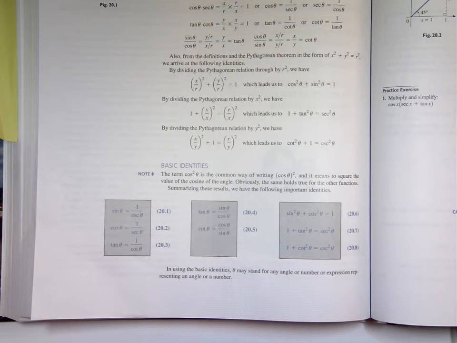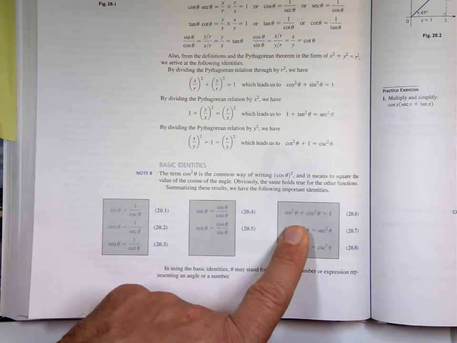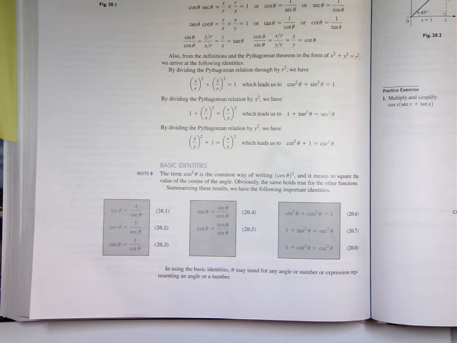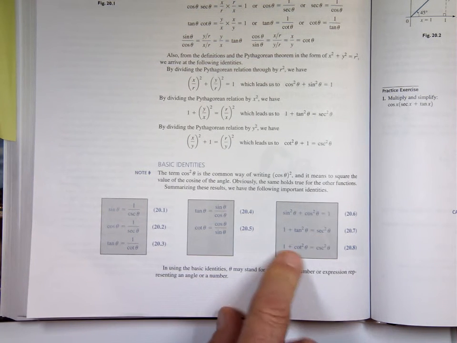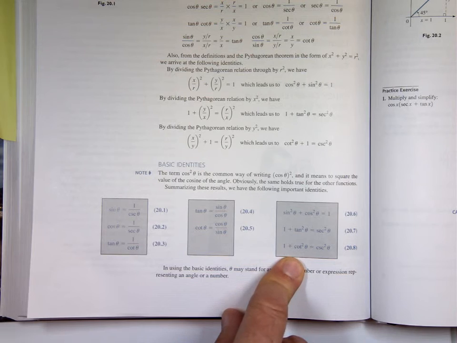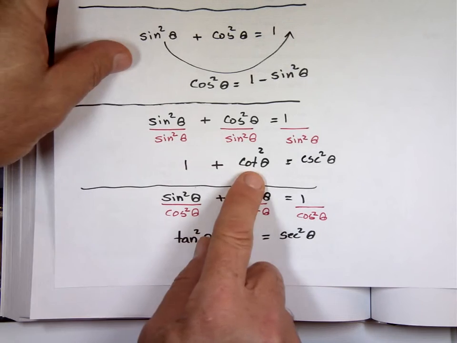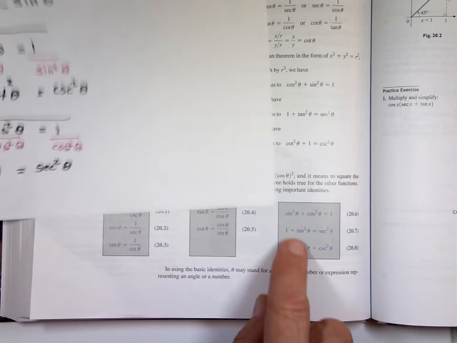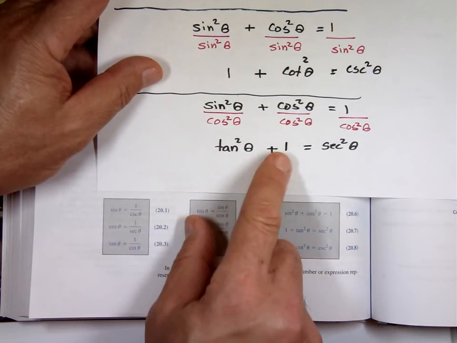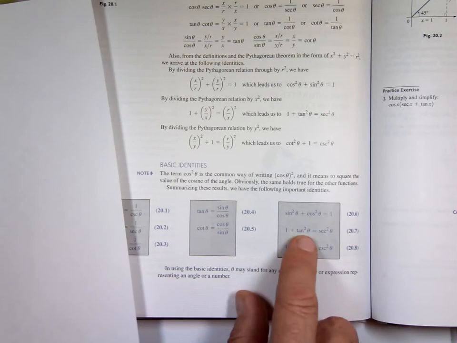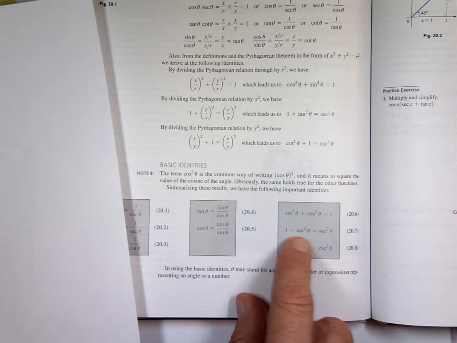Here's the other ones. Sine squared plus cosine squared equals 1. 1 plus tangent squared equals secant squared. I just derived that one 2 minutes ago. And so is this one. Both of these we just finished deriving right here. 1 plus cotangent squared equals cosecant squared. And the last one, tangent squared plus 1 equals secant squared. Doesn't matter which one you write first. So that's where they're coming from.